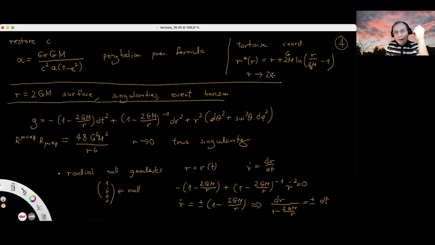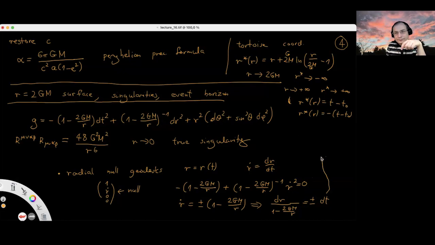When r approaches 2GM, then r star approaches minus infinity. When r approaches plus infinity, r star approaches plus infinity. That's how this thing works. And now the whole thing is that the solution of this equation is that r star of r is equal to t minus t zero, or r star of r is equal to minus t minus t zero. That's the solution of this equation over here. So it's written in an implicit form because it's impossible to invert it explicitly. But still, I can show you a few plots.